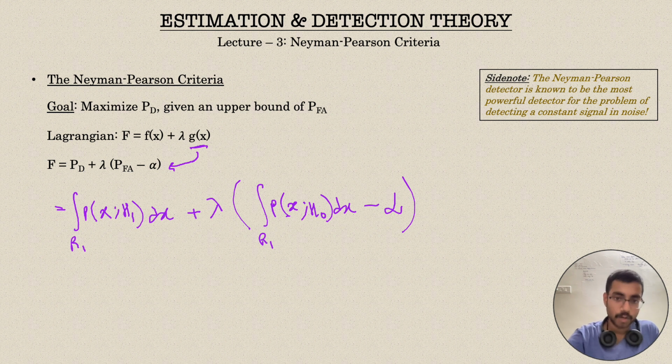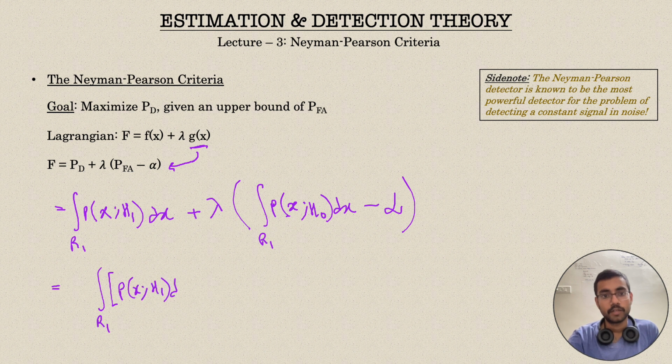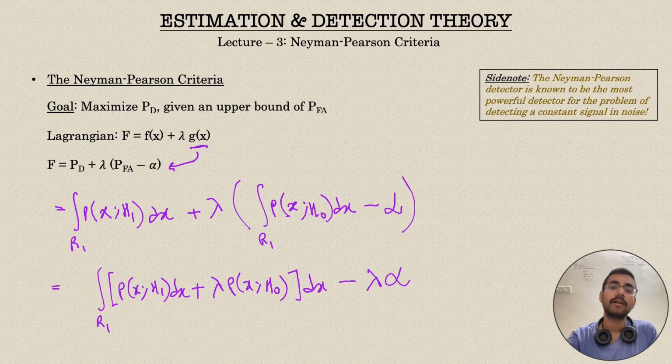Okay. So now it's just a matter of rearranging. Just take all the integrals into one side. So we'll be having P of x under h1 dx plus lambda times P of x under h0 dx minus alpha and lambda. Now the lambda, as a part of constraint optimization problem, is greater than or equal to 0. We don't need to bother about it at the moment. We'll be focusing on optimizing this.